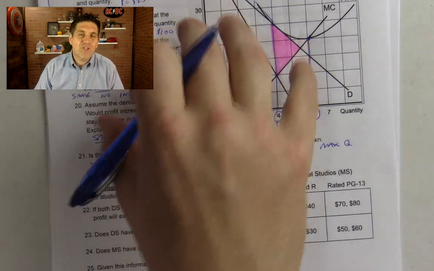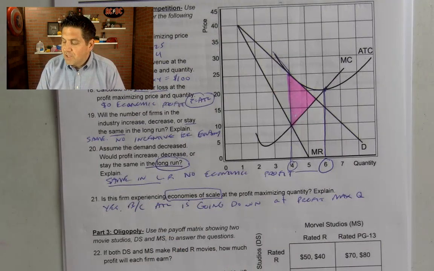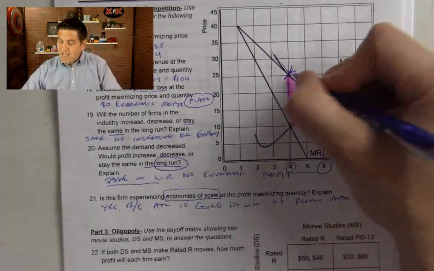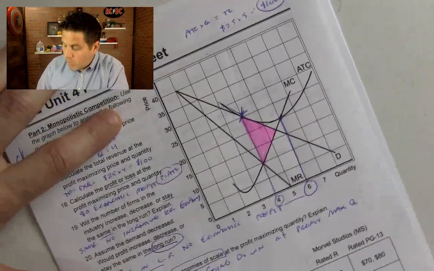But these are the questions you'll see for monopolistic competition. Be able to draw that graph. I call this the sweet spot. This is where it's tangent. Students like to ask me sometimes, and this is a good question.